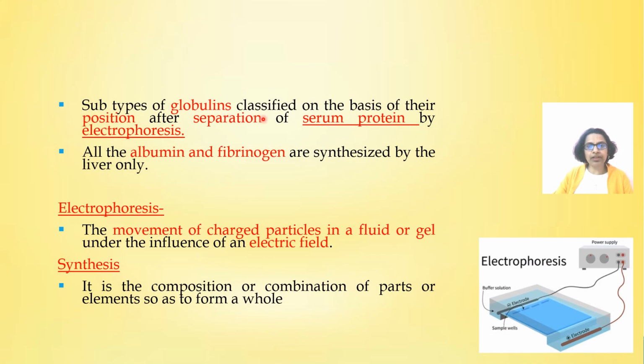The subtypes of globulin are classified on the basis of their position after separation of serum proteins by electrophoresis. All the albumin and fibrinogen are synthesized by the liver only. So what do we mean by electrophoresis? It is the movement of charged particles in a fluid or gel under the influence of an electric field. The ions will move when we provide a charge to them.